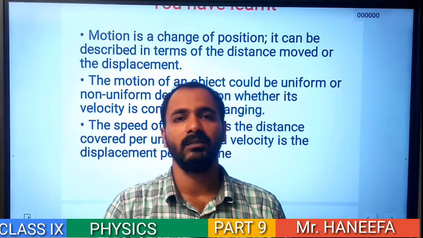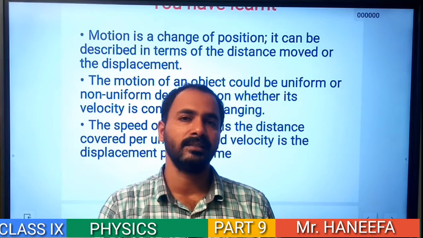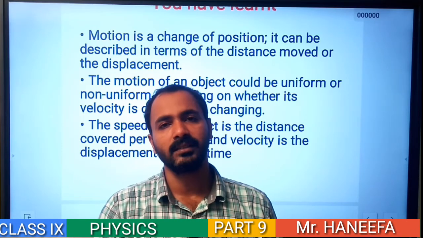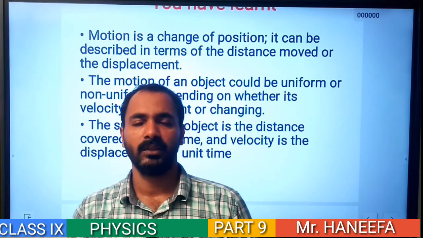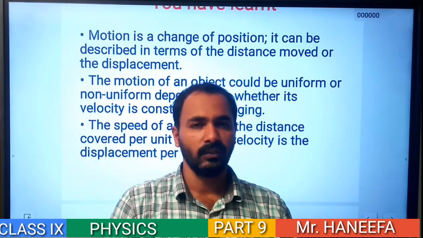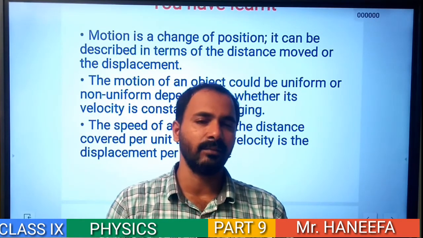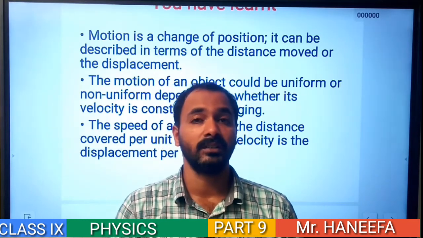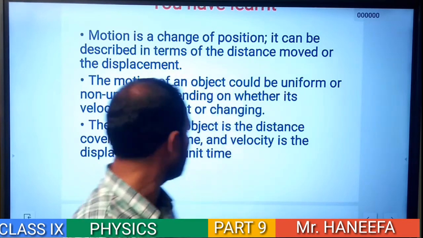If an object covers unequal distances in equal intervals of time, or equal distances in unequal intervals of time, or unequal distances in unequal intervals of time. If distance or time is unequal, such type of motion is called non-uniform motion.